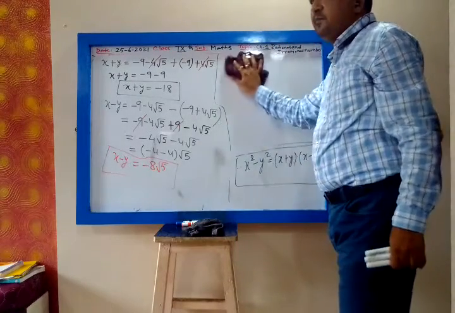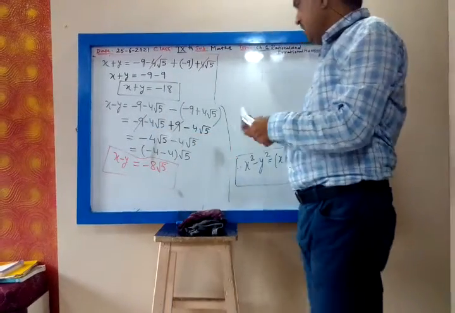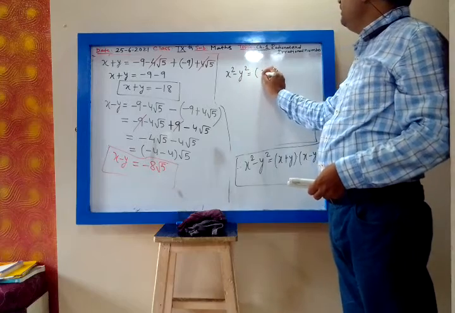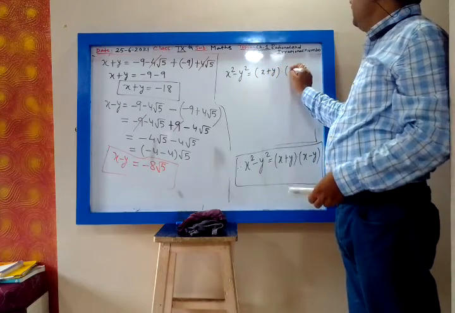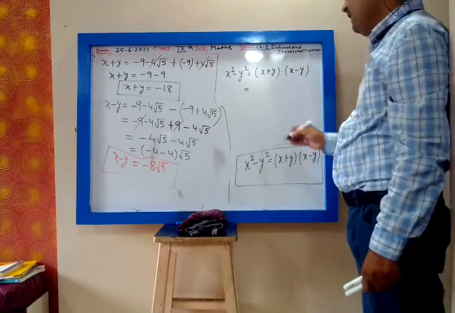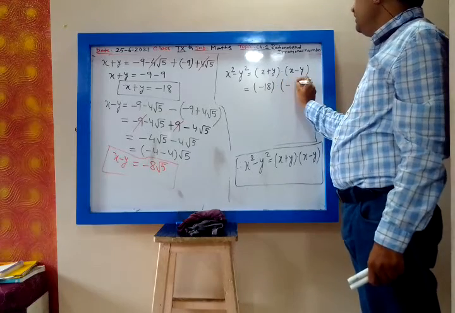So x square minus y square. X square minus y square is x plus y into x minus y. What is x plus y? Minus 18 into x minus y, minus 8 root 5.